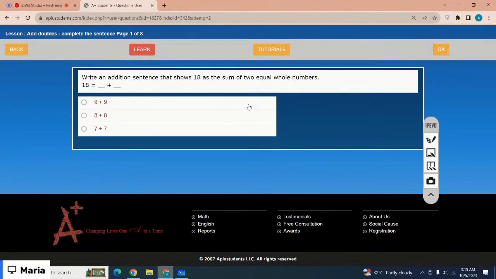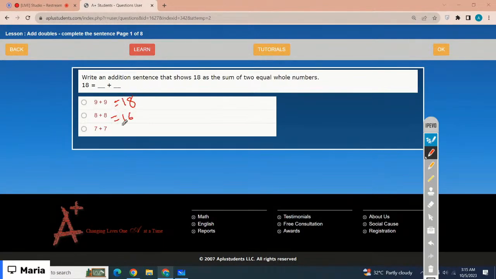Which option is the correct one? You can start adding the options, right? 9 plus 9 equals 18, 8 plus 8 equals 16, and 7 plus 7 equals 14. When you're adding the doubles, the sum is always an even number. You can see 18 is even, 16 is even, 14 is even, right? 9 plus 9 makes 18, so the correct option is 9 plus 9. Got it?